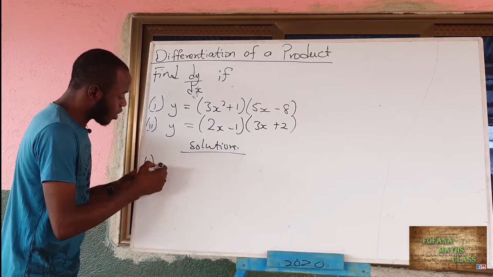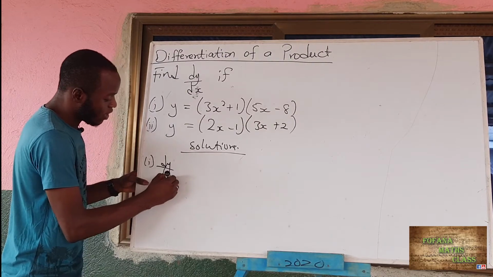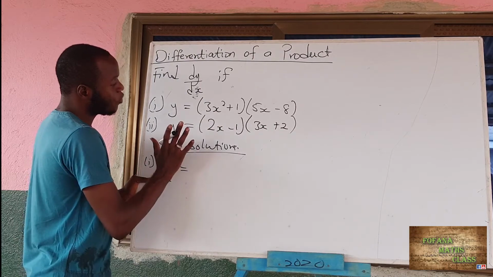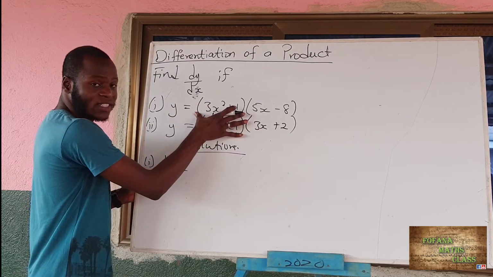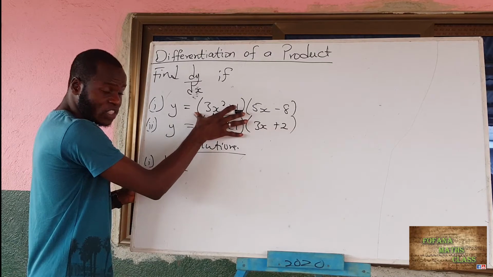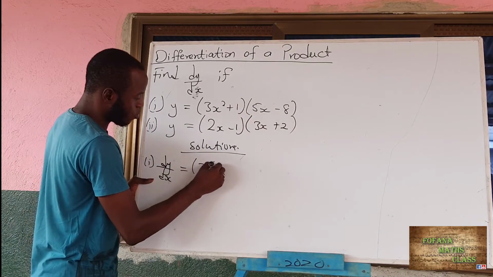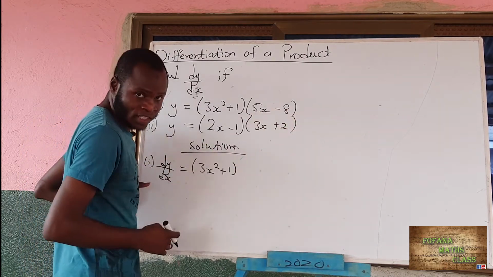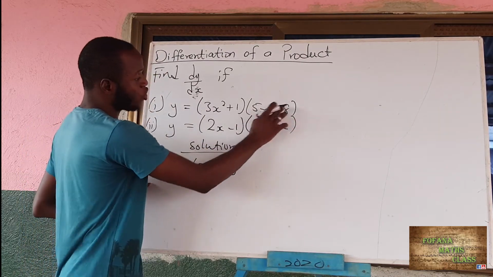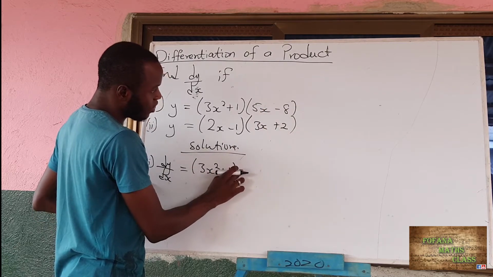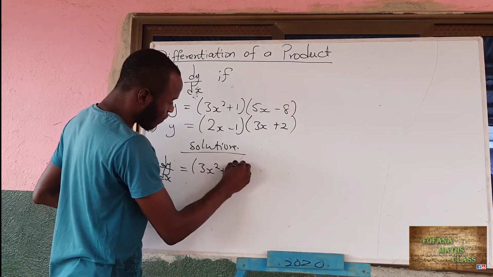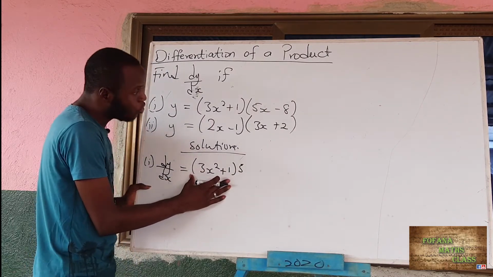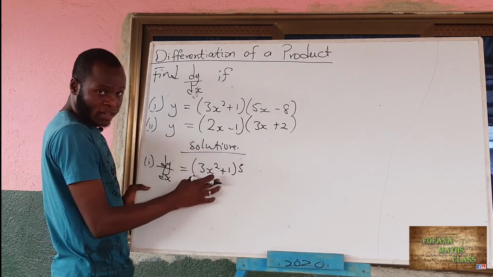All right, the first thing you have to do is write your dy/dx and indicate your equal sign. Now all you need to do is write the first function, which is here 3x squared plus 1. Then you differentiate the second function, and the result, which is 5, you use to multiply the first function. So you keep the first function, then differentiate the second function, and use the result to multiply the first function.